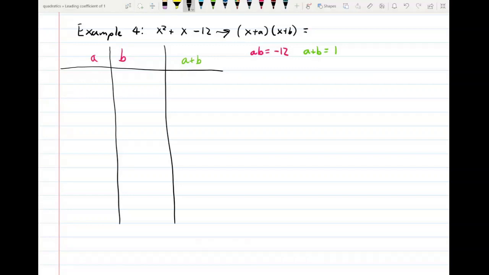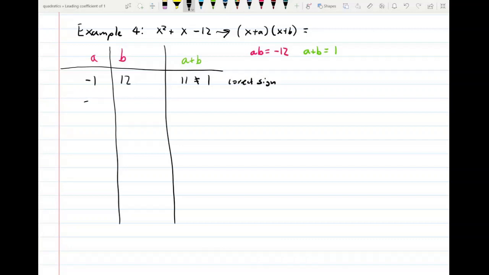Now, because a times b is a negative number, we know that one of a and b should be negative, and one of them should be positive, because two negatives, as we saw, multiply to a positive, and two positives also multiply to a positive. So let's try a is -1 and b is 12. And that gives us a plus b is 11, which is not equal to 1, but at least it's the correct sign. So we know we're somewhat on the right track.